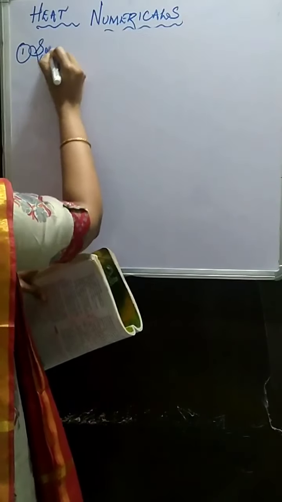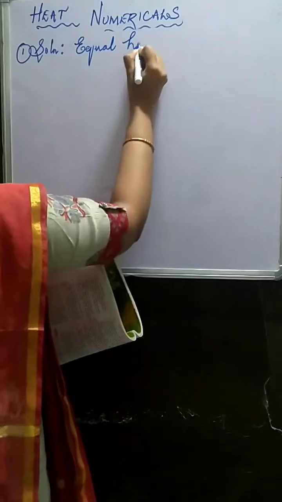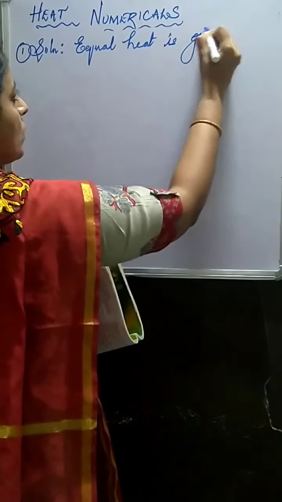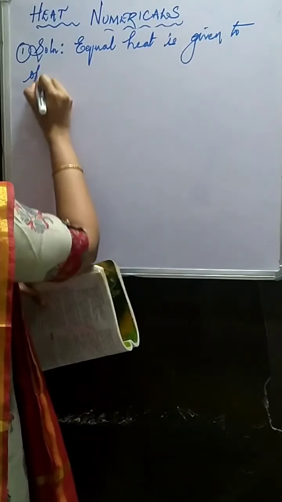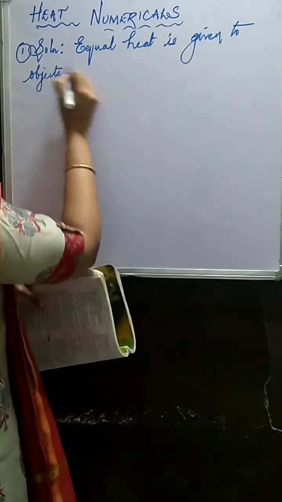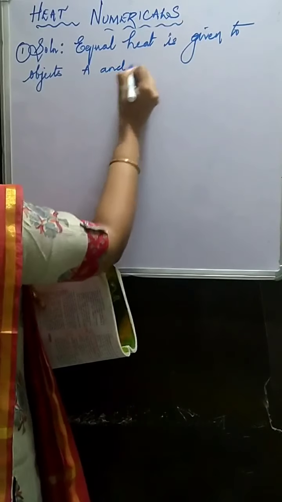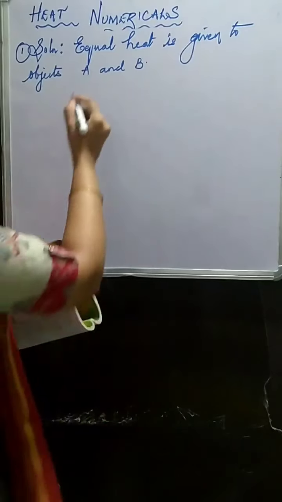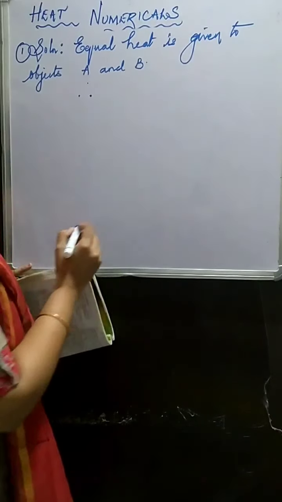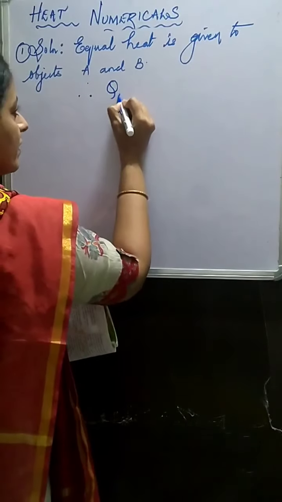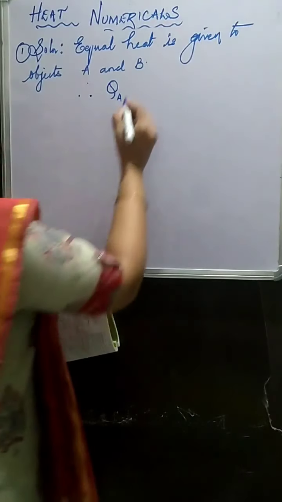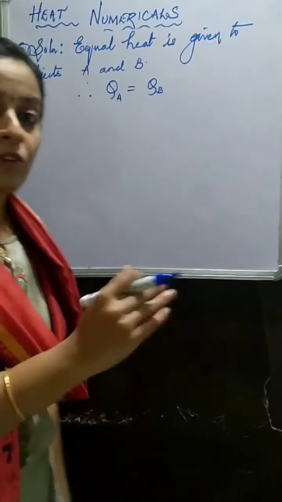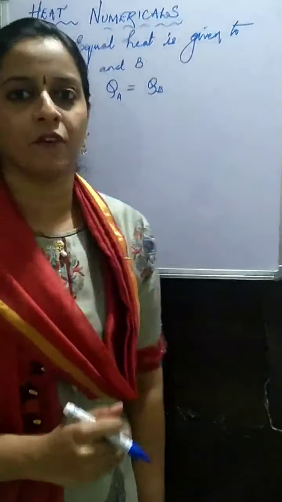Write the statement, the most important statement. Equal heat is given to objects A and B. Okay. So therefore, equal heat is given. Therefore, heat given to QA is equal to heat given to QB. This is what we have to write from the given information.